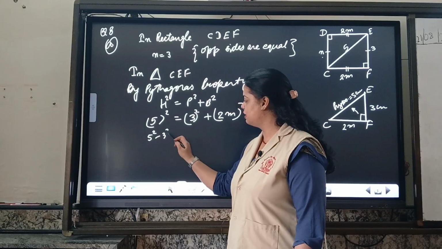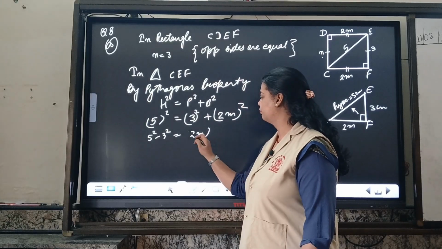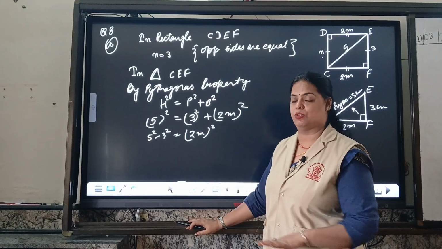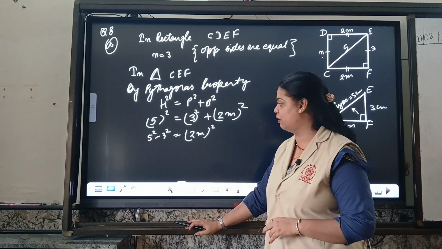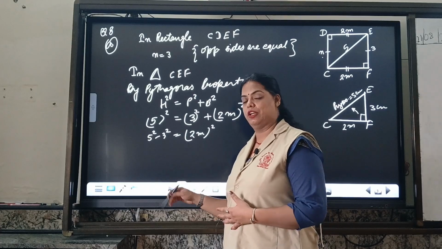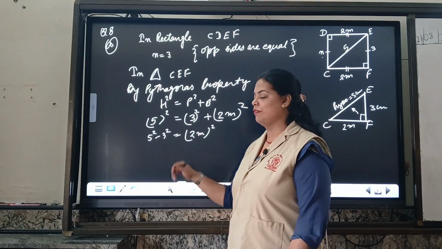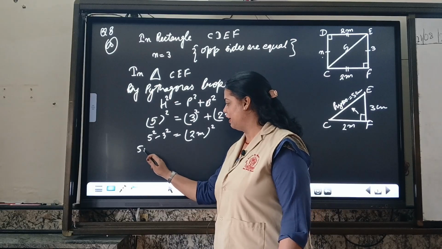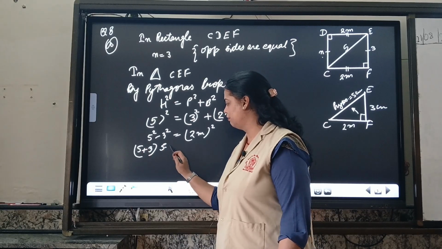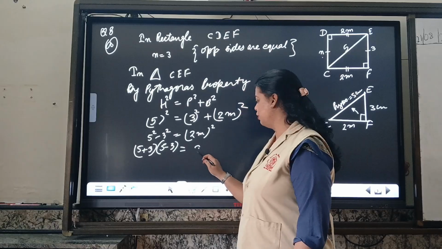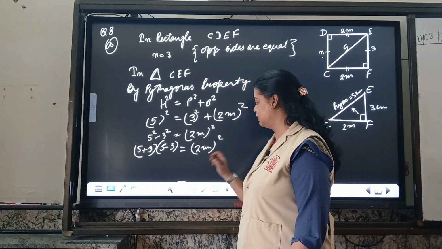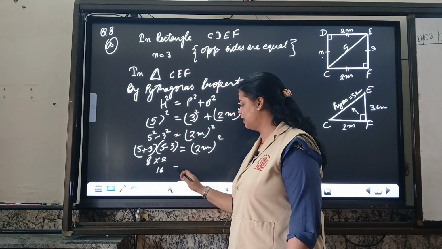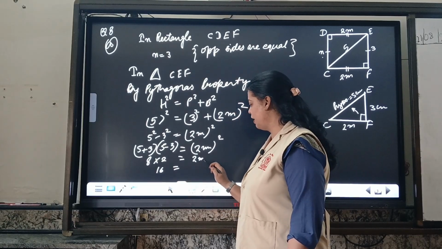5 square minus 3 square is equal to 2m square. So it would be a plus b, a minus b. Earlier we have read this situation in the chapter on square and square root. You can do this, or you can subtract directly 25 minus 9. I am recalling the same property, that is why I am writing 5 plus 3 and 5 minus 3, to recall the concept of square and square root properties. So it will give you 8 and it will give you 2. So your number will be 16. So it is 2m square.